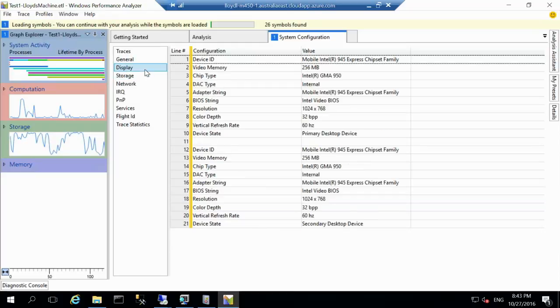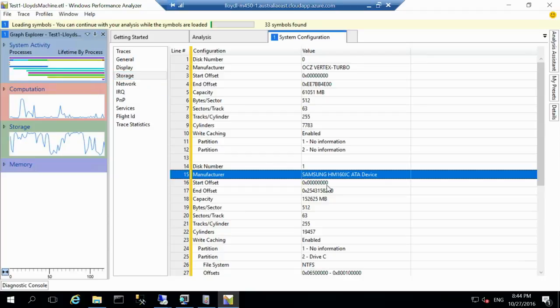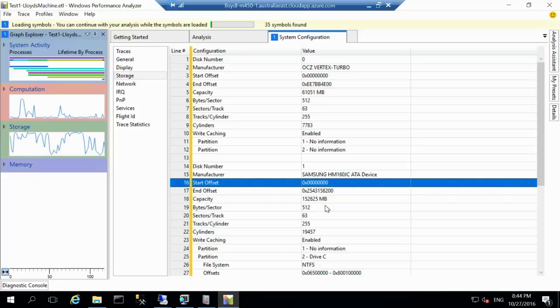What are other stuff? It also tells you what the display is on the system. For example, this is using an Intel motherboard with an Intel chipset, and your disk. So you can see in this particular system, I have 2 disks. One of them is an SSD, OCZ Vertex Turbo. The other one, when they say Samsung HM160JC whatever, is a standard hard disk.